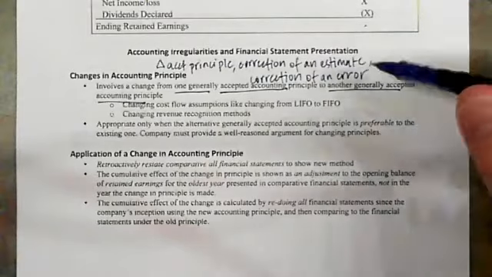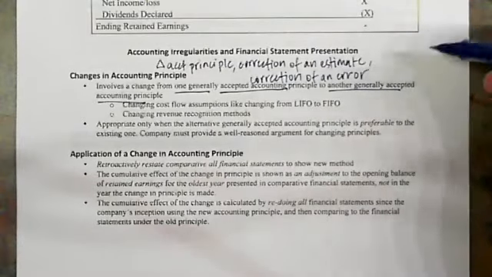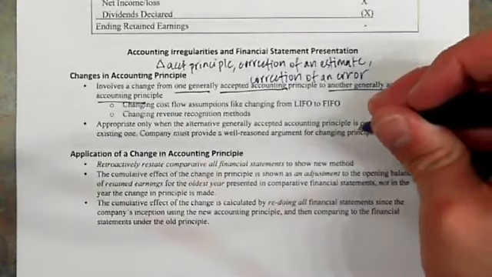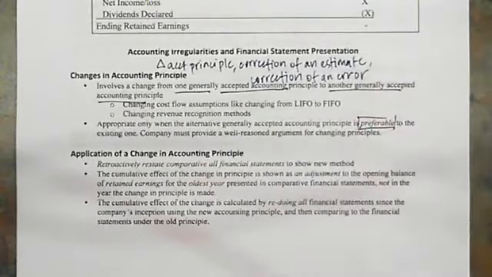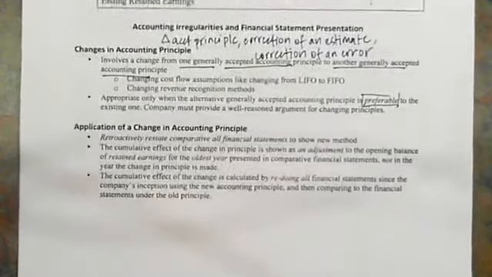And again, it's going to only be defensible when the new standard is preferable. So we just can't change because we feel like it. We have to provide a well-reasoned argument for changing principles. Of course, it would be up to the auditor to really investigate whether this is a well-reasoned reason.